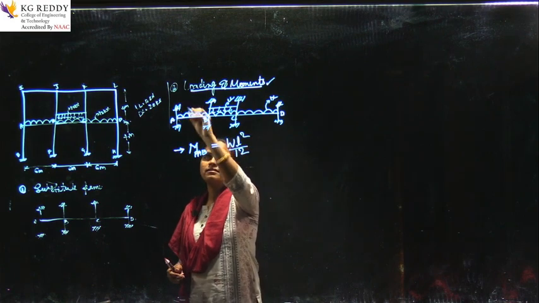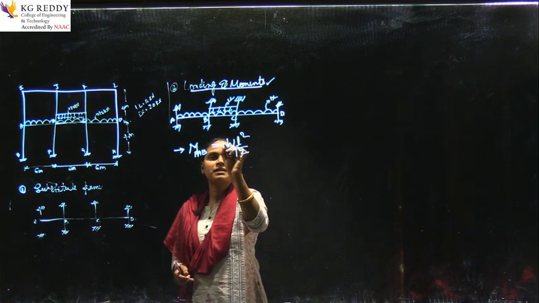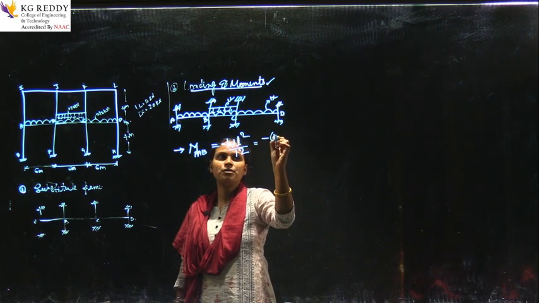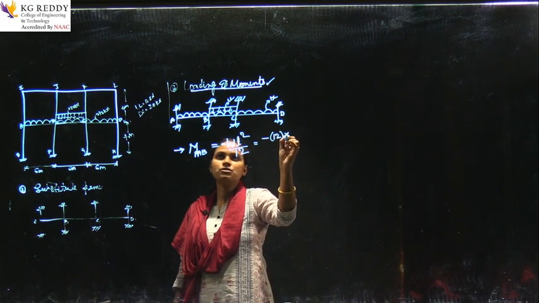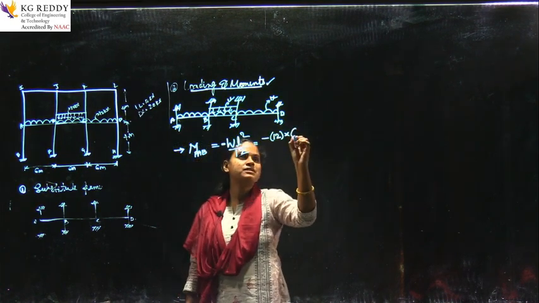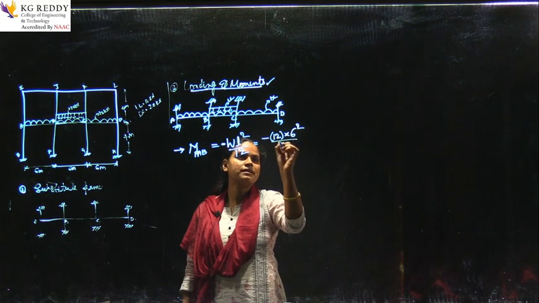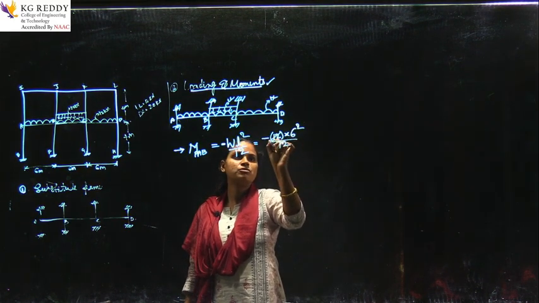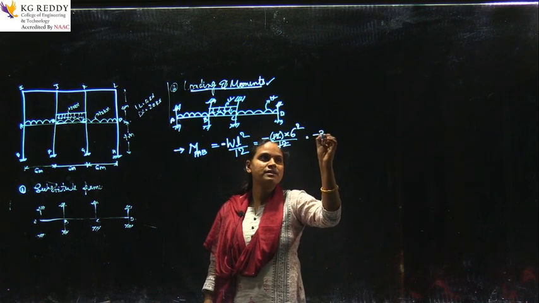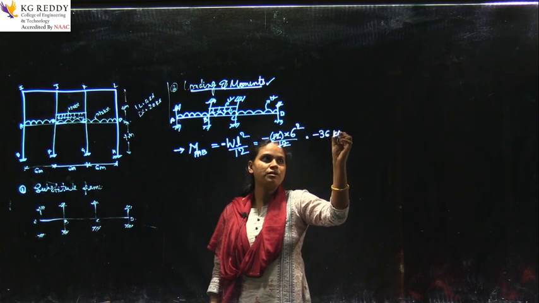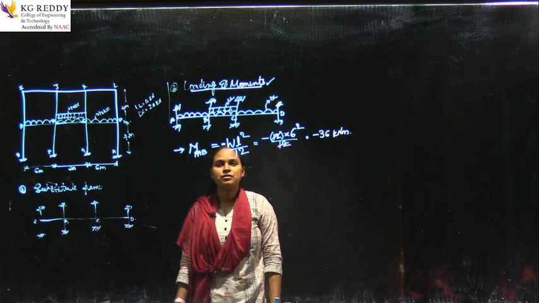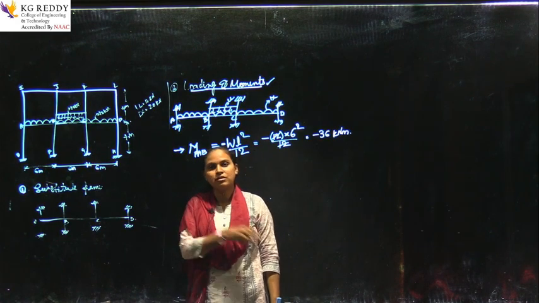It is clockwise direction, so you will take minus, which equals minus the load acting on it, 12, into the length of this beam, which is 6 meters. So, 6 square divided by 12. So, 12 gets cancelled, 6 square is 36. So, it is minus 36 kilonewton meter. Okay. So, this will be the value for the fixed end moment along AB.